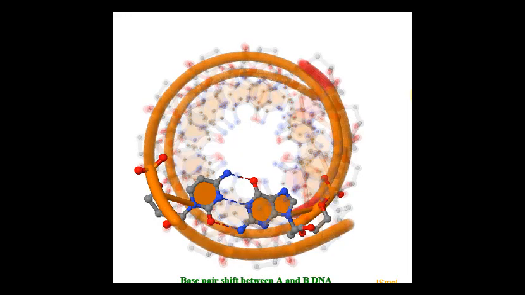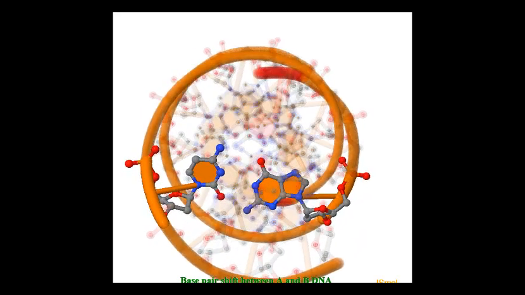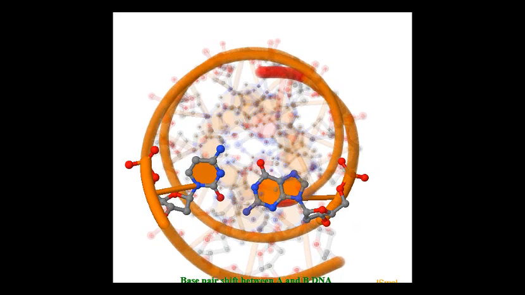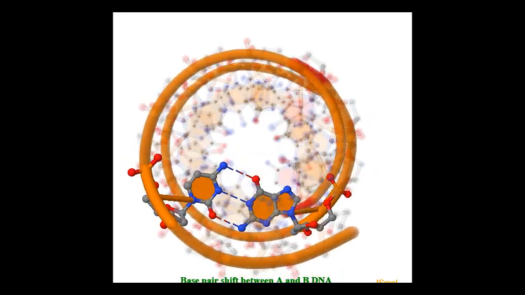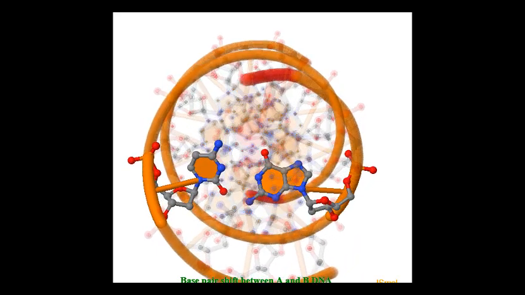Or you can see this animation now. This is B DNA and this is A DNA. So you can see this. You have seen the shift of the base.